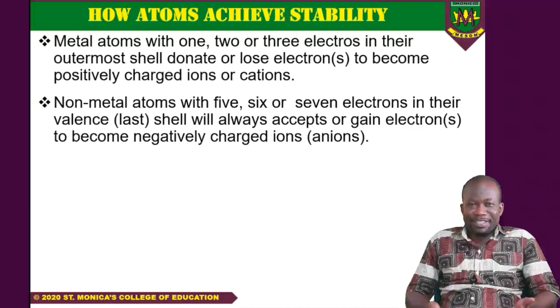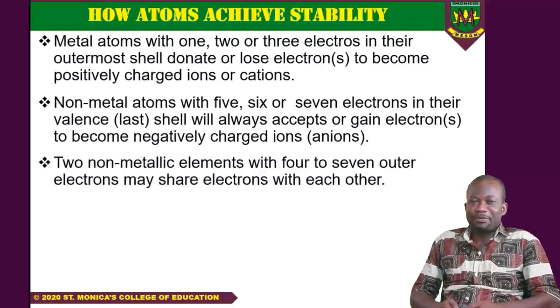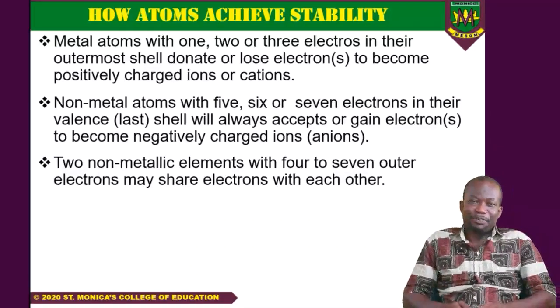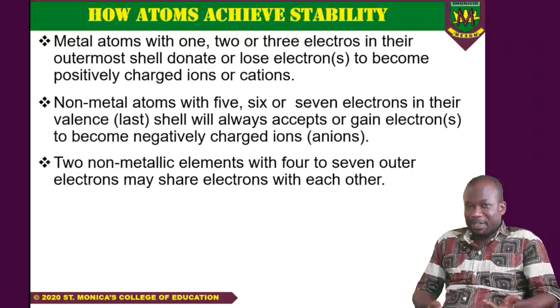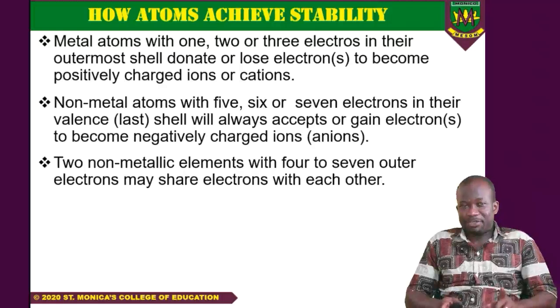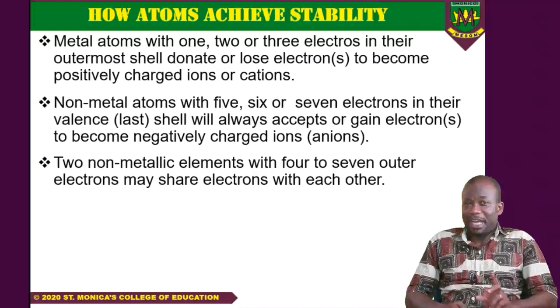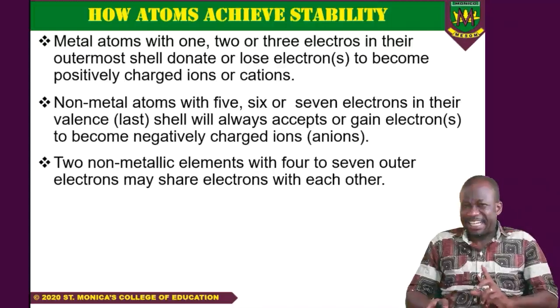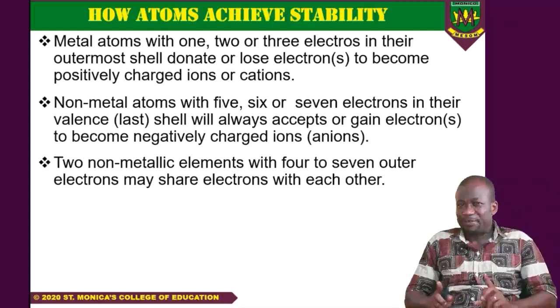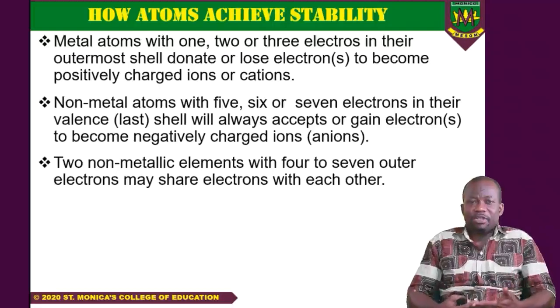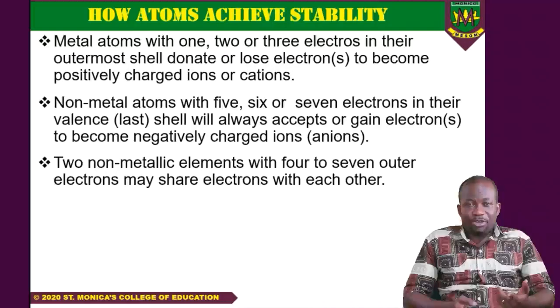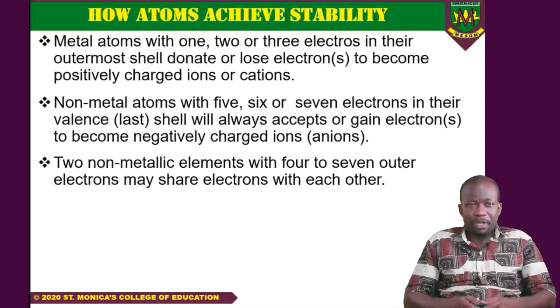Two non-metallic elements with 4 to 7 outer electrons may also share electrons with each other. For example, when you take carbon with atomic number 6, you realize that the first shell takes 2, the last one is 4, so it has 4 electrons. Normally it goes into covalent bonding. Having 4 means that it can either lose the 4 or gain 4. But in principle, it's very difficult to get the 4. So normally what it does is that it goes into covalent bonding, which is sharing. So that's about that. Silicon is also another example that we can talk about here.